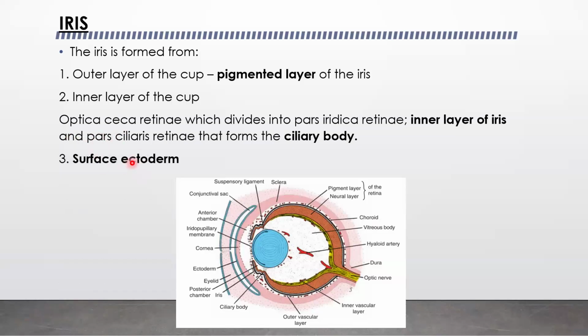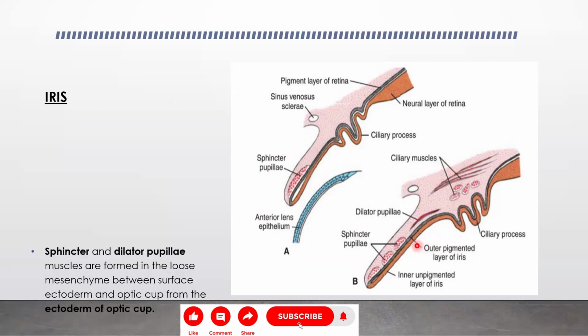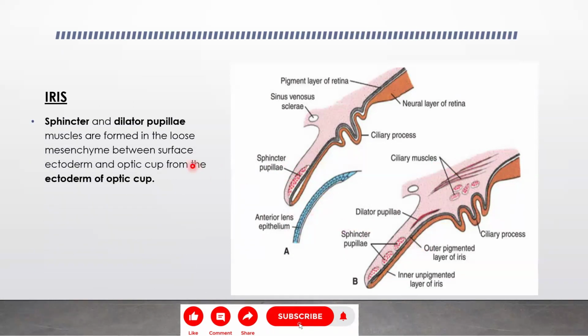And then to finalize that, we have the surface ectoderm giving us some of the muscles of the iris. As you can appreciate here, we have the sphincter pupillae and some of the ciliary muscles and the dilator pupillae muscles. The sphincter pupillae and the dilator pupillae muscles are formed in the loose mesenchyme between the surface ectoderm and the optic cup, from the ectoderm of the optic cup.